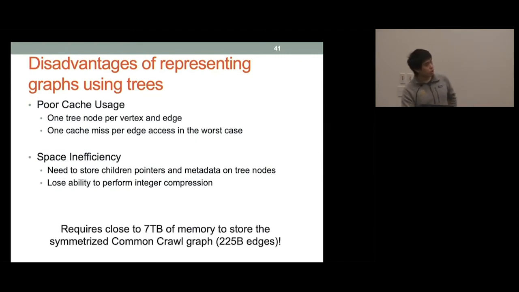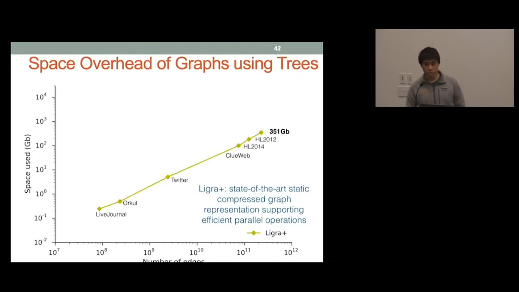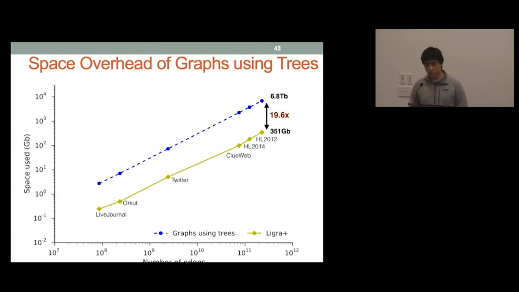So to store this large common crawl graph, which I mentioned at the beginning of the talk, it requires close to 7 terabytes of memory. So this is for the symmetrized version of the common crawl graph, which has 225 billion edges. So this is quite a bit of memory, and it can be prohibitive for most people to run this code if they need 7 terabytes of memory to do so. In contrast, the state-of-the-art compressed graph representation for static graph processing takes only about 350 gigabytes to represent the same graph. So there's about a 19.6x overhead using the tree of trees representation.